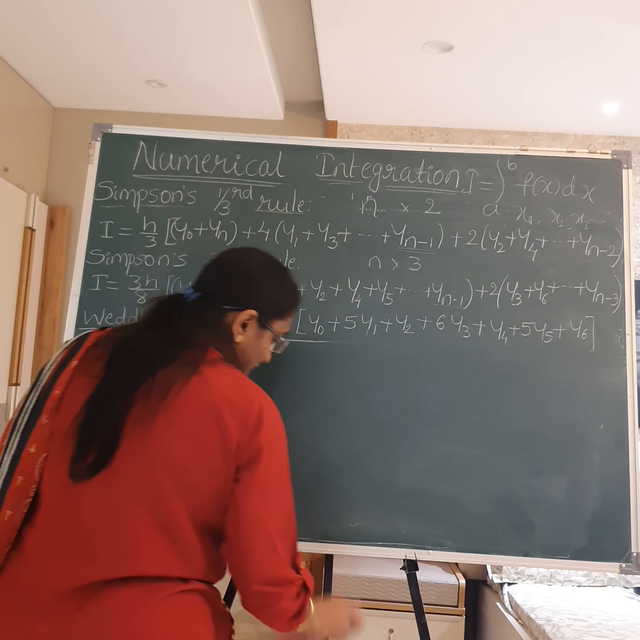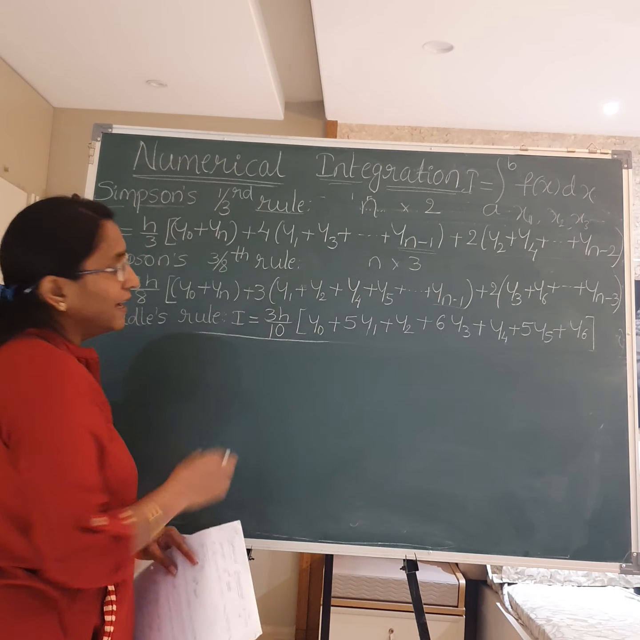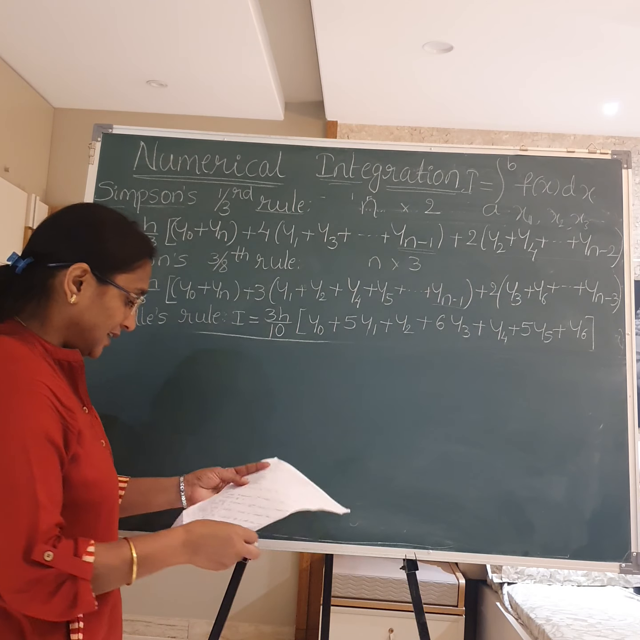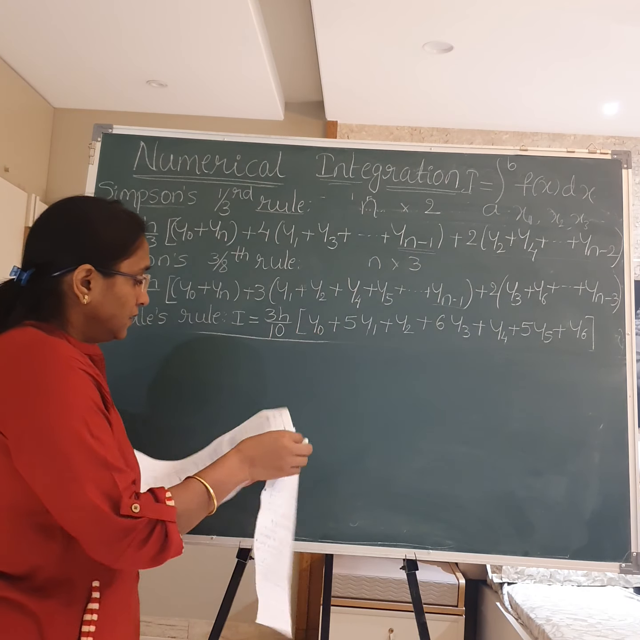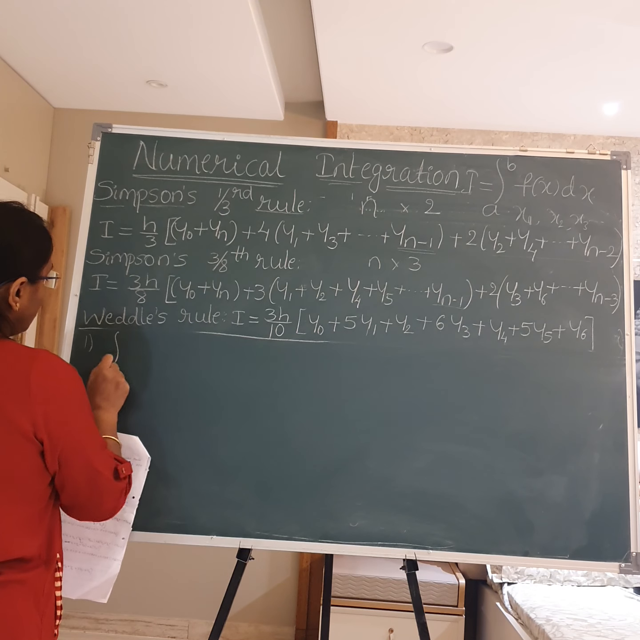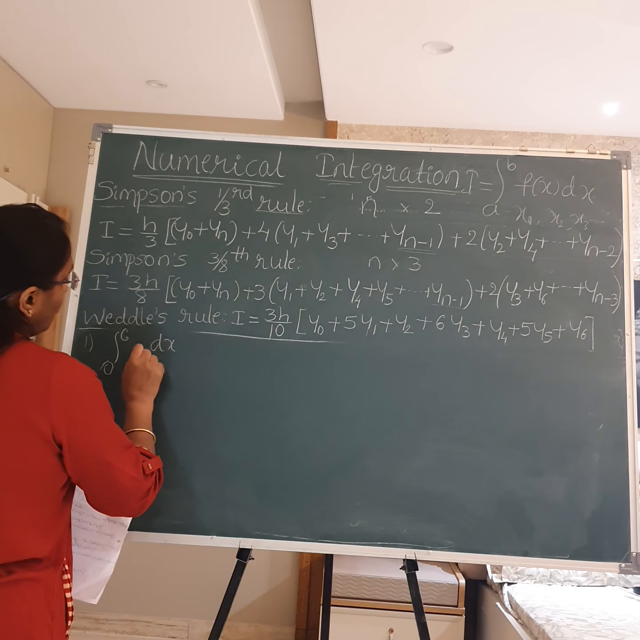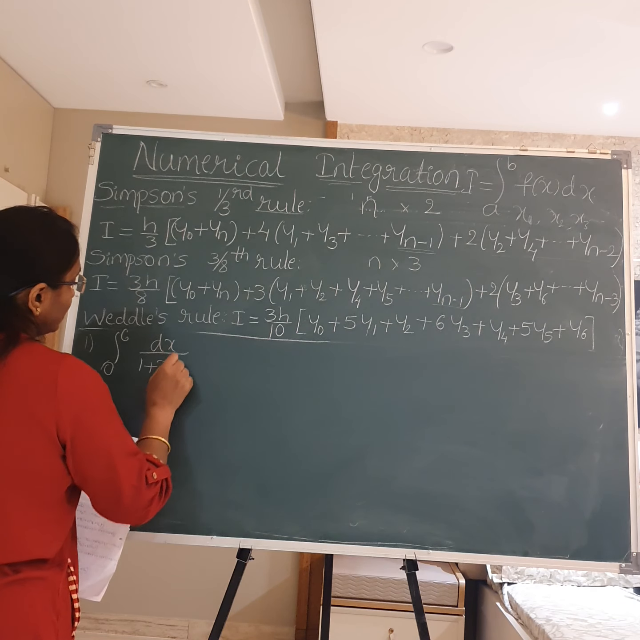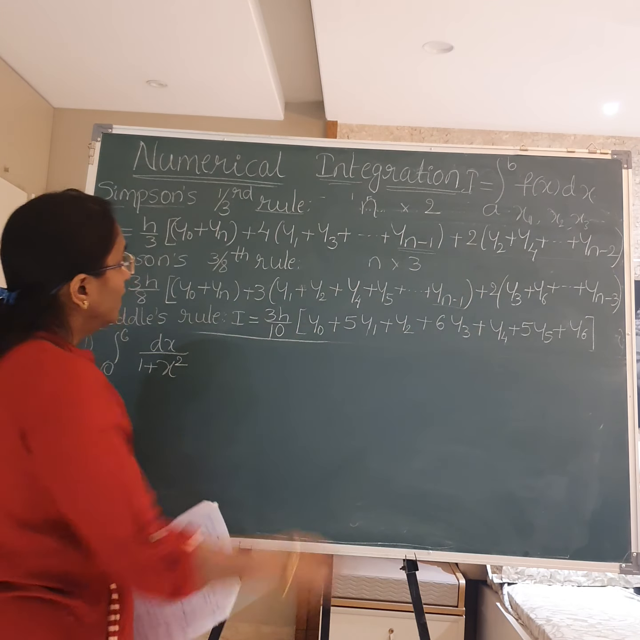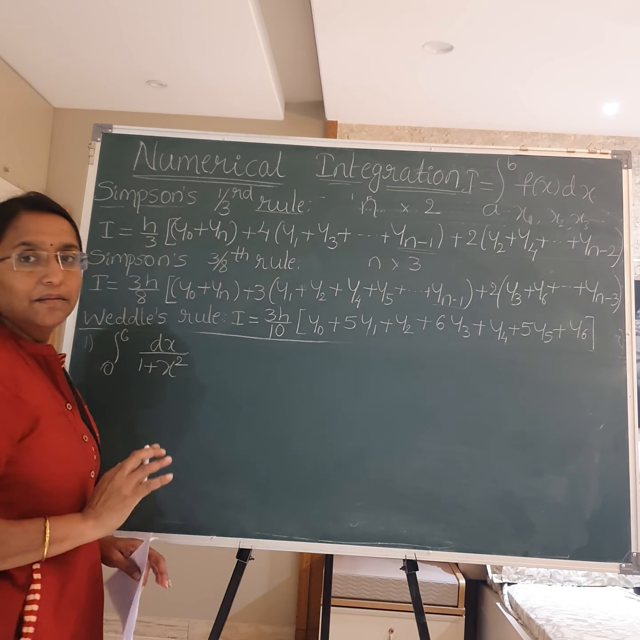Here the calculation part is important, so take a calculator while solving the examples. Better you calculate and enter the values yourself. Let us consider an example. Evaluate the integral from 0 to 6 of dx by 1 plus x squared, by using Simpson's 1/3 rule, 3/8 rule and Weddle's rule, by using all these three methods.